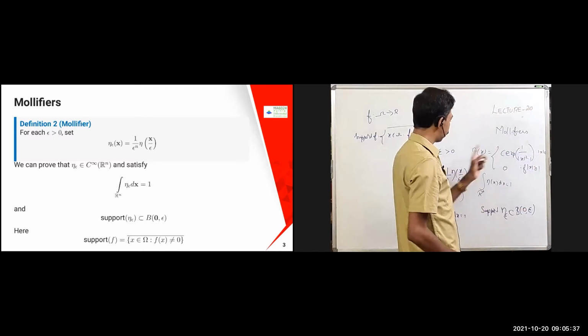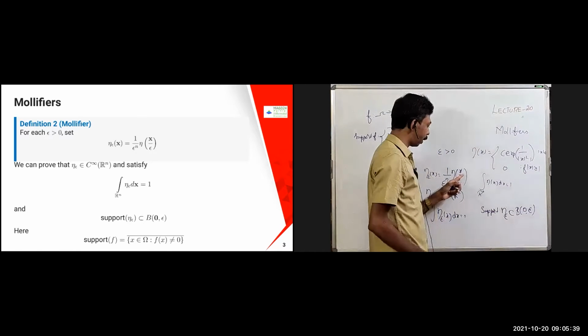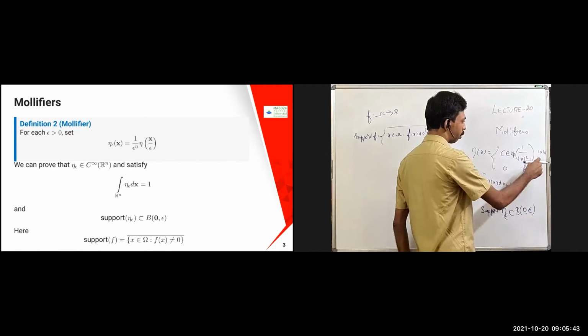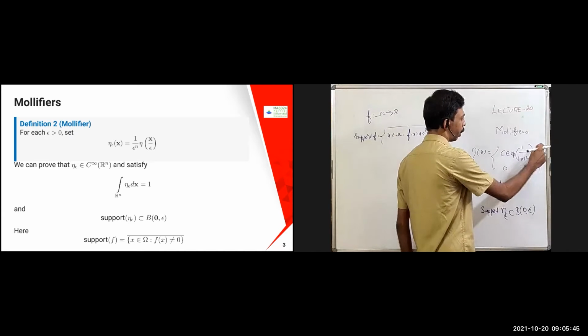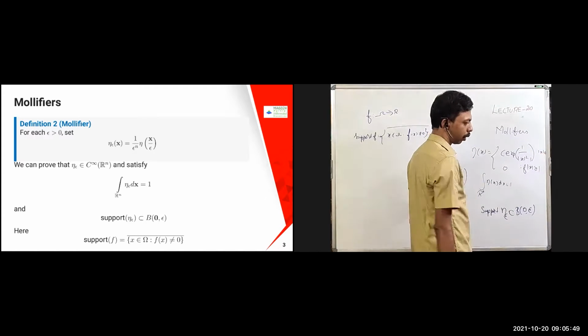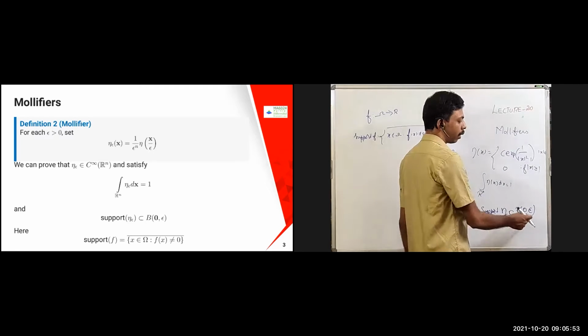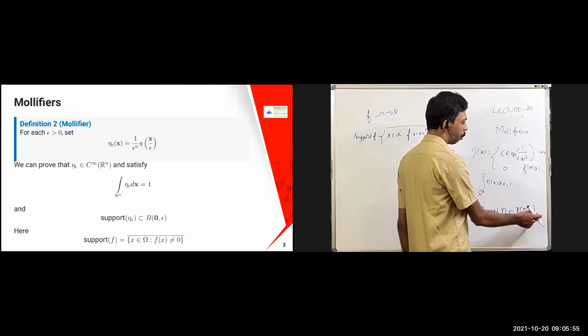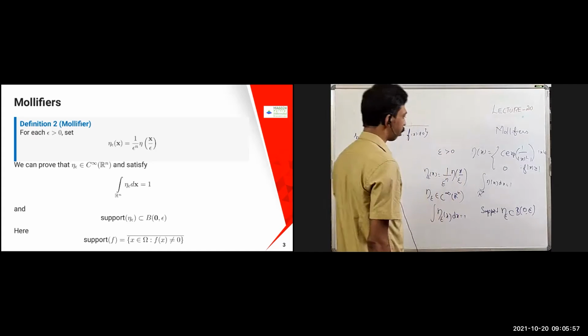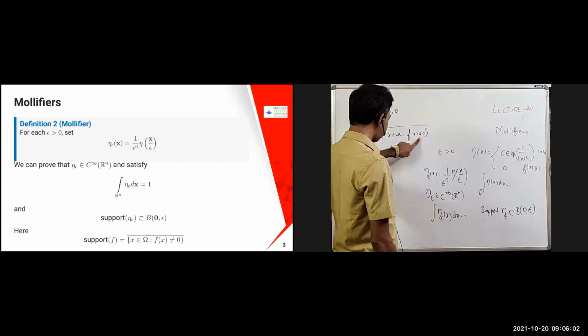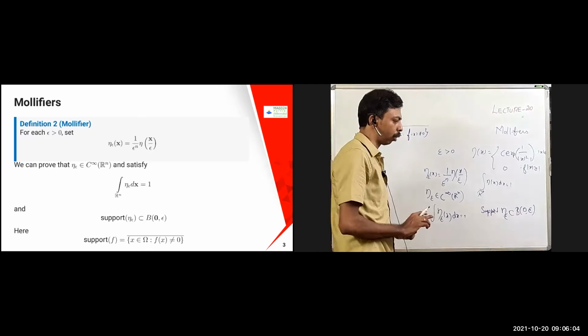So in this case, eta epsilon means eta of x by epsilon is going to be there. Therefore, here I can put |x|/epsilon less than 1. Therefore, the ball is going to be with center 0 and radius epsilon. That's what you are going to get. Therefore, the support of eta epsilon is going to be a subset of B, the ball B(0, epsilon), because I am going to take the set of all x where eta epsilon of x is not equal to 0. Okay, so that is going to be there.